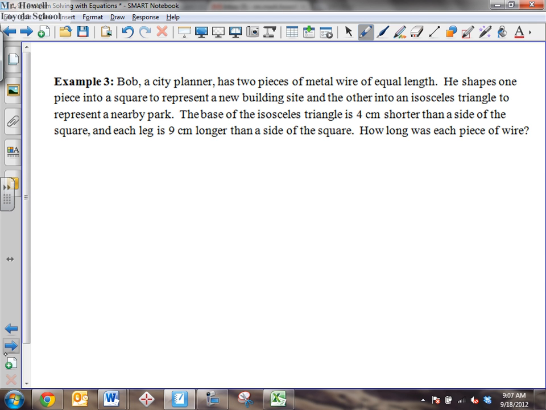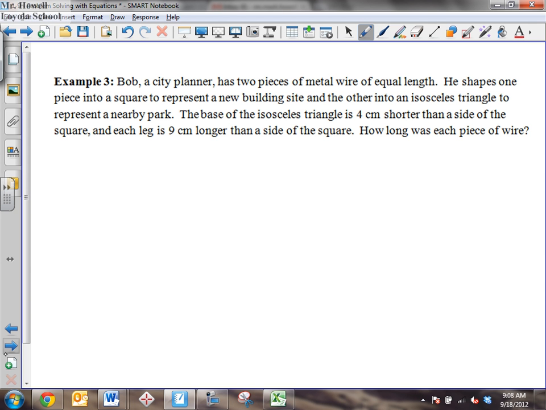So we got this guy Bob, and Bob's a city planner. A city planner pretty much organizes the orientation of the city. He or she might be in charge of making a new park or designing a new square in town, whatever it may be. So Bob has two pieces of metal wire of equal length. He shapes one piece into a square to represent a new building site, and the other into an isosceles triangle to represent a nearby park.